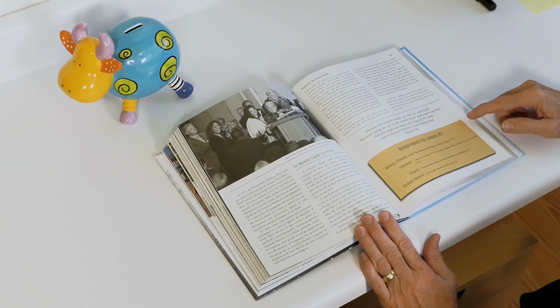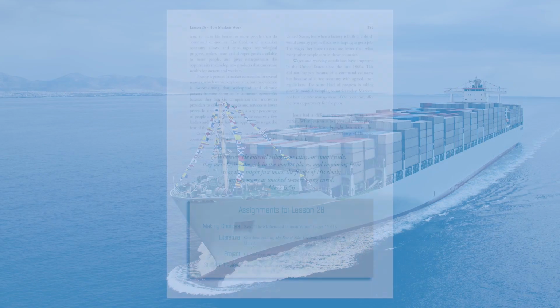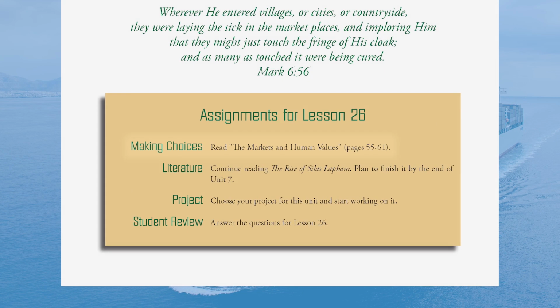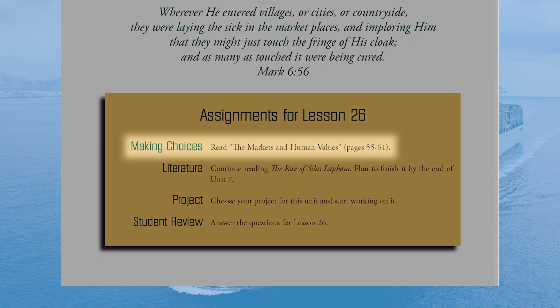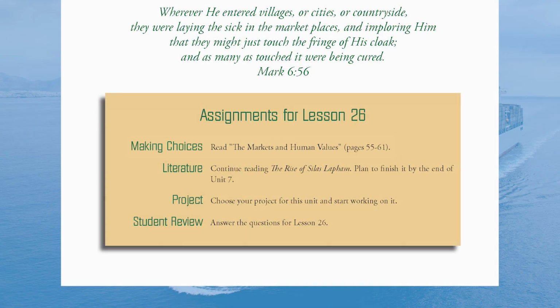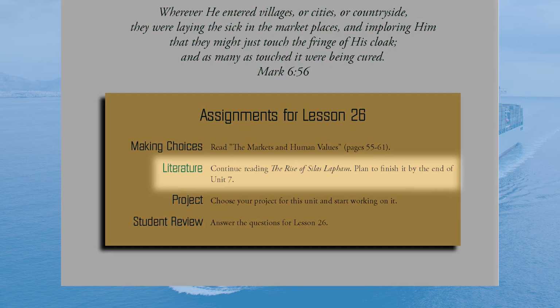At the end of each lesson in Exploring Economics is a list of that day's assignments. The first assignment today is a reading in Making Choices. The student reads a speech given by economic journalist John Davenport that explains the importance of maintaining an ethical approach and respecting human values in the free market system. The student also continues reading The Rise of Silas Lapham, the assigned literature book for this unit.